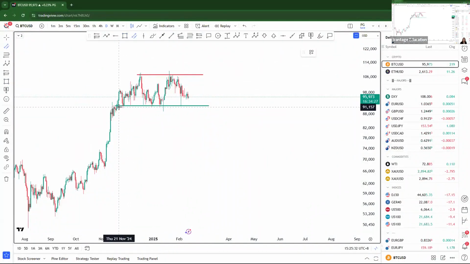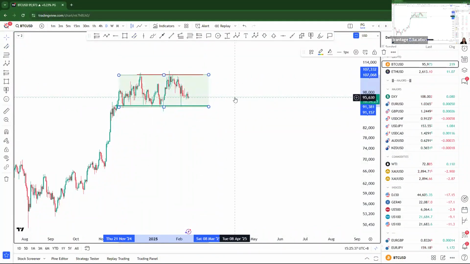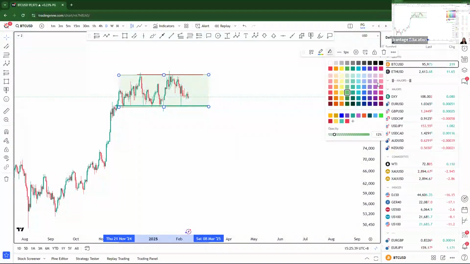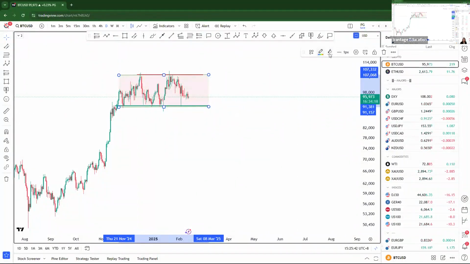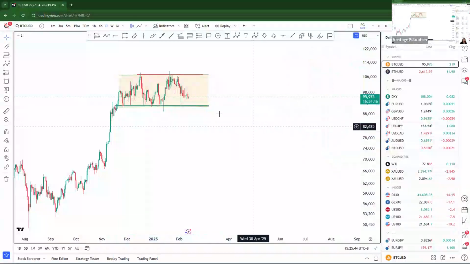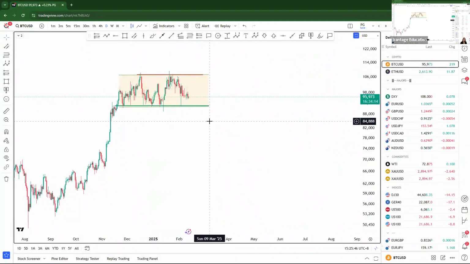Oh, you can do it like that. What color should I put? Okay, we put red. Right, you can see that it's just ranging.